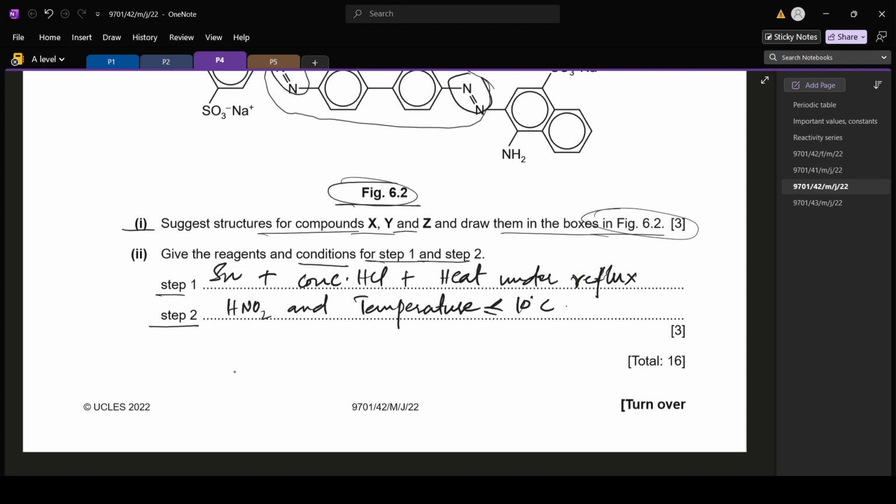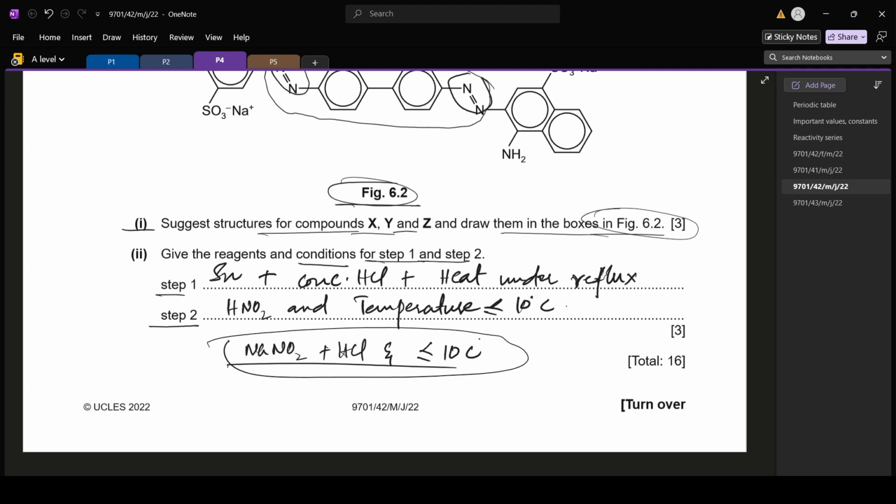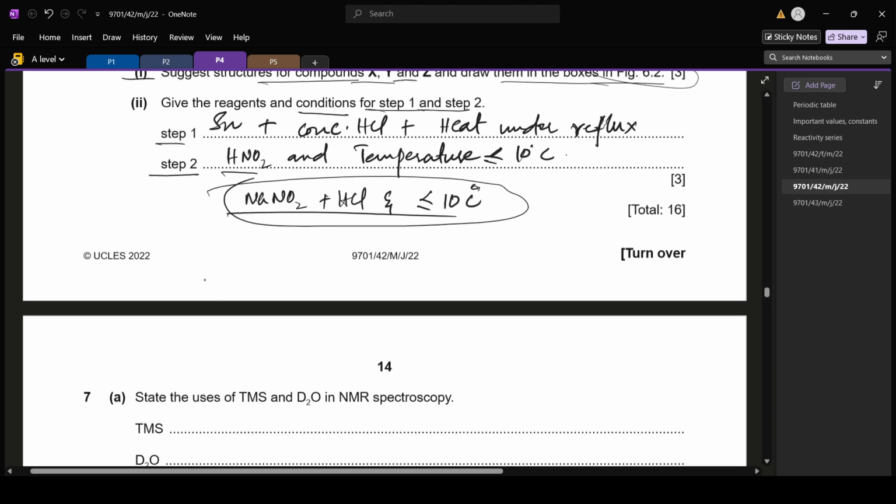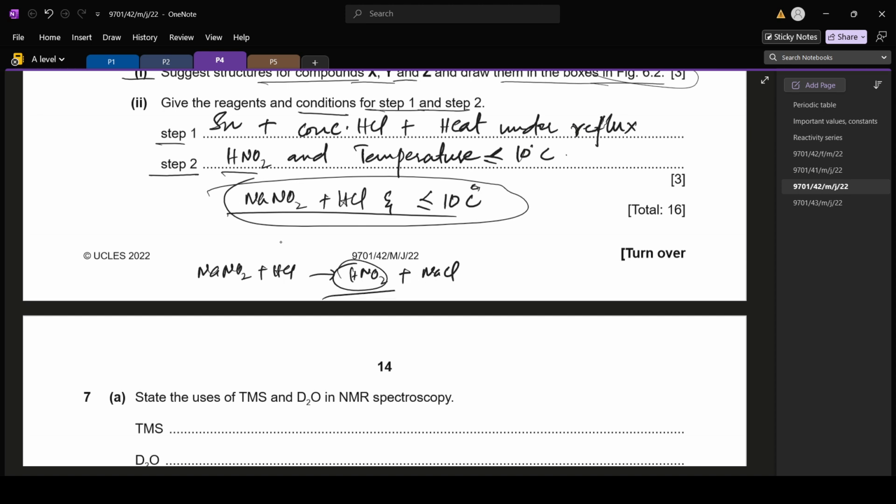You can also write NaNO2 plus HCl and temperature below 10 degrees Celsius. This is also correct because this HNO2 is very unstable and it is not directly added. You add sodium nitrite plus HCl, so it forms HNO2 plus NaCl. So that's how you get HNO2. So these conditions you can also write.